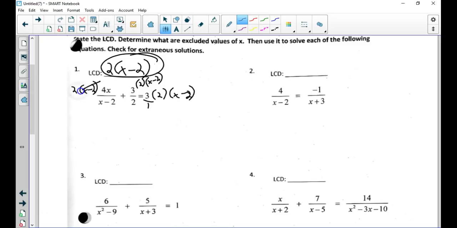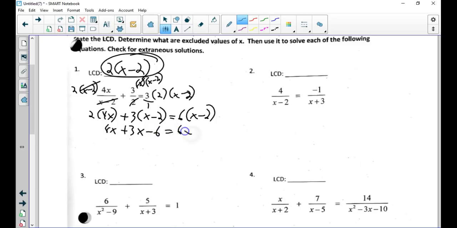So x minus 2 cancels here, leaving me just 2 times 4x. Plus, the 2's cancel here, leaving me 3 times x minus 2. And then on the other side, I have 3 times 2, which is 6 times x minus 2. Now I simplify. 2 times 4x is 8x. Plus, distribute the 3x minus 6. Don't forget to distribute to the negative 2. Equals 6x minus 12.